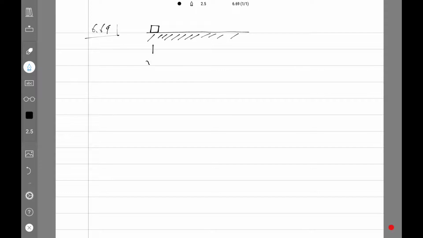So, say P is at x equals 0, and then over here this is x equals 12.5. And mu is 0.100 at point P, but over here mu equals 0.600.